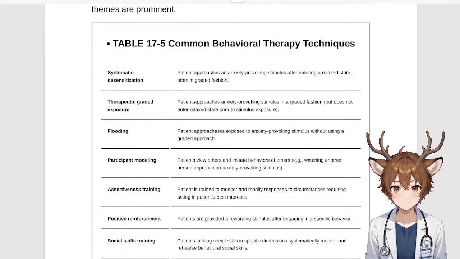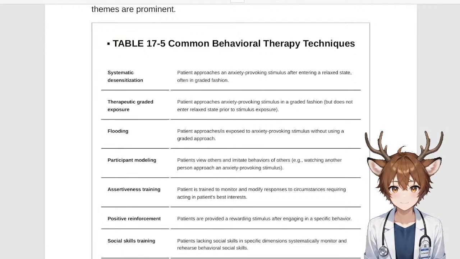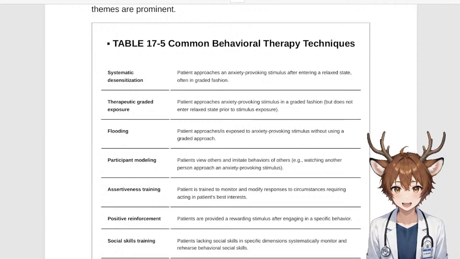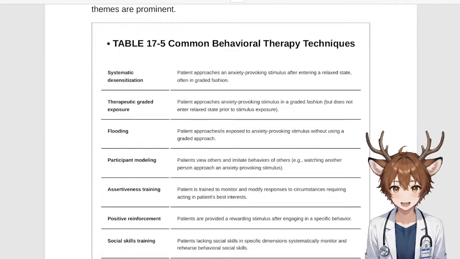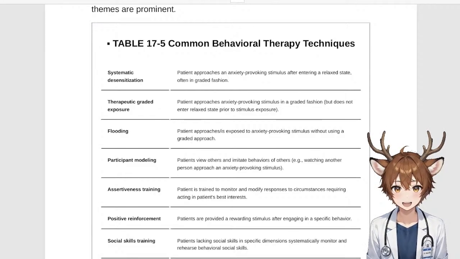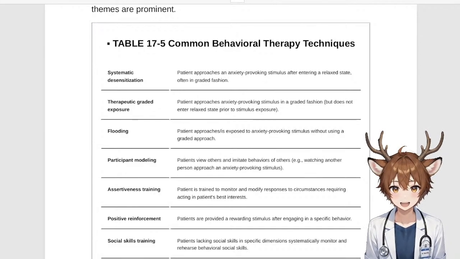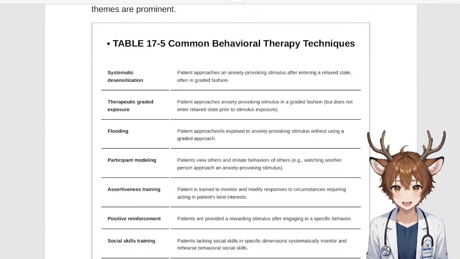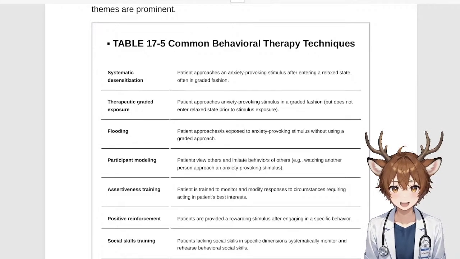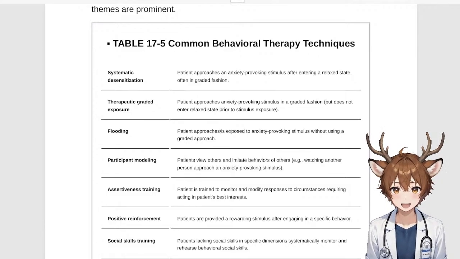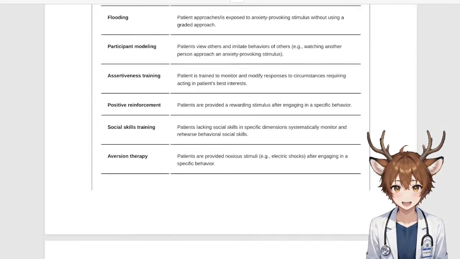Participant modeling. Patients view others and imitate the behaviors of others, for example, watching another person approach an anxiety-provoking stimulus. So this is like seeing another guy hold a spider or whatever. That's called participant modeling, and you say, oh, can you do it too? You're watching somebody else do the behavior so you can get accustomed to it.